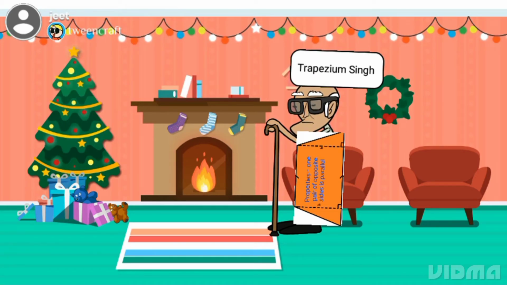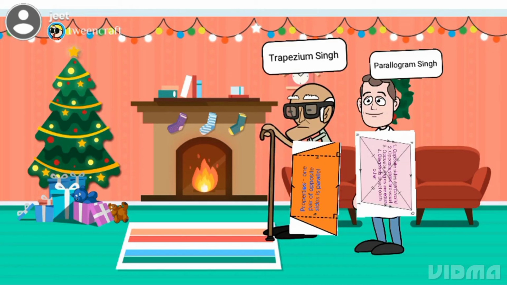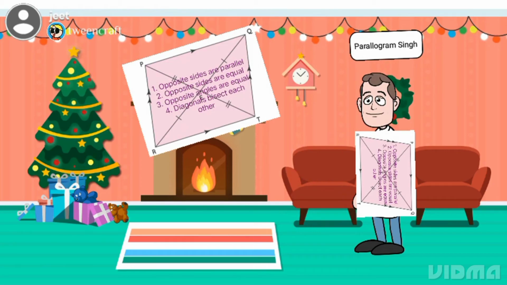Parallelogram son, where are you? We are getting late. Come fast. Yes, father, I am ready. I am Parallelogram. My name is Parallelogram Singh. In this story, I am playing the role of father. Properties of parallelogram is opposite sides are parallel, opposite sides are equal, opposite angles are equal, diagonal bisect each other.